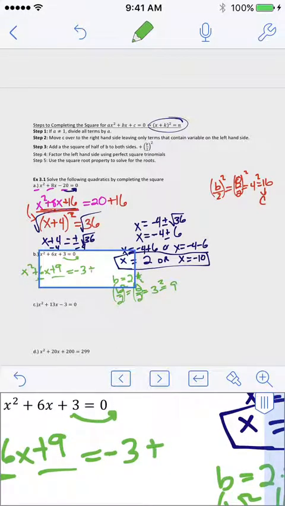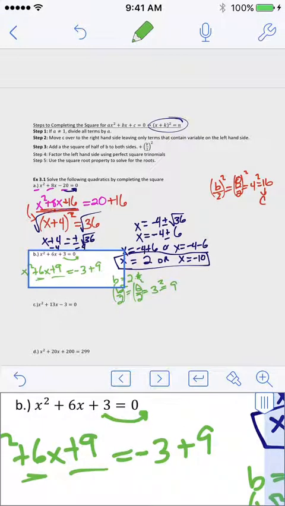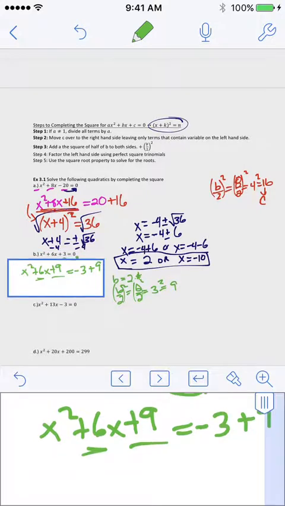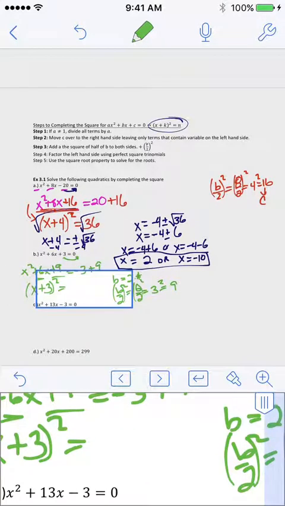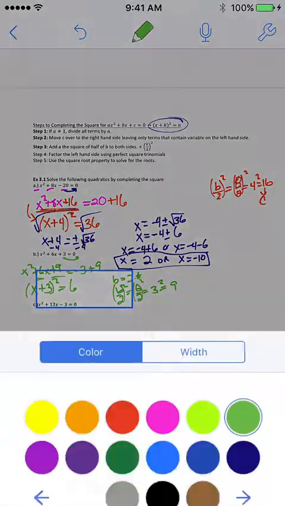Alright, over on the right hand side we'll add another 9 as well, right? Because what we do to one side we must do to the other. This now factors because it's a special case: x plus 3 squared is equal to, over on this side, 6. Sweet.